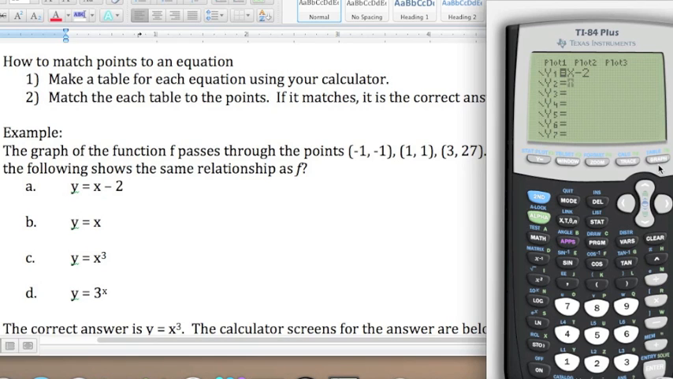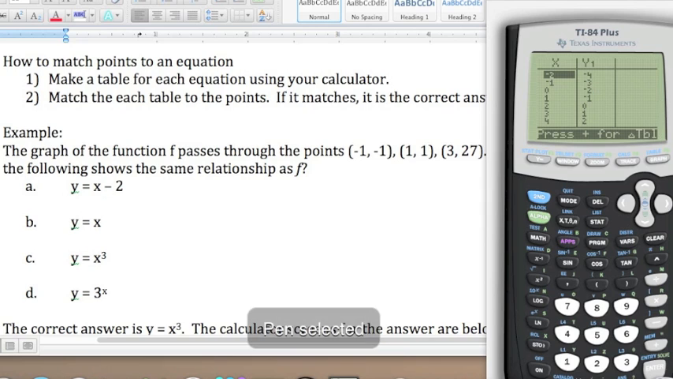So we're going to go second graph. And we're seeing if negative 1, 1 is a match. If you look on your table, you should notice that negative 1 pairs up with negative 3. So it isn't a match. Negative 1 should be paired up with negative 1. So A is no good.